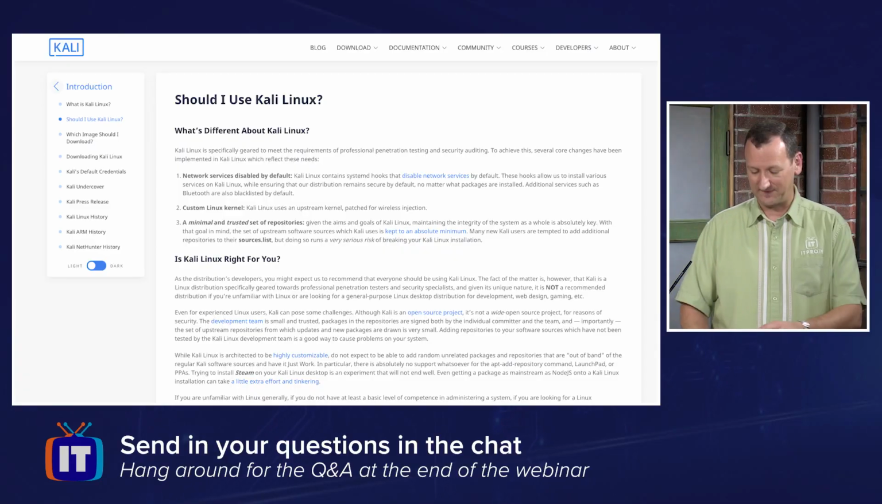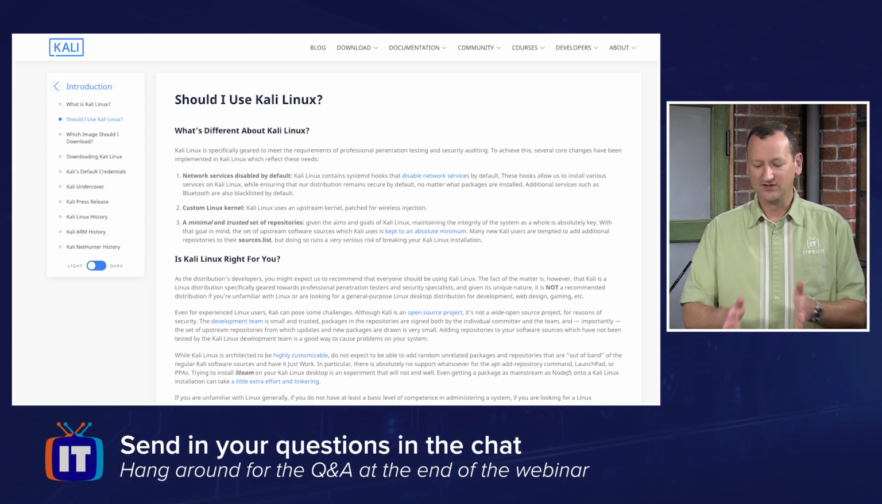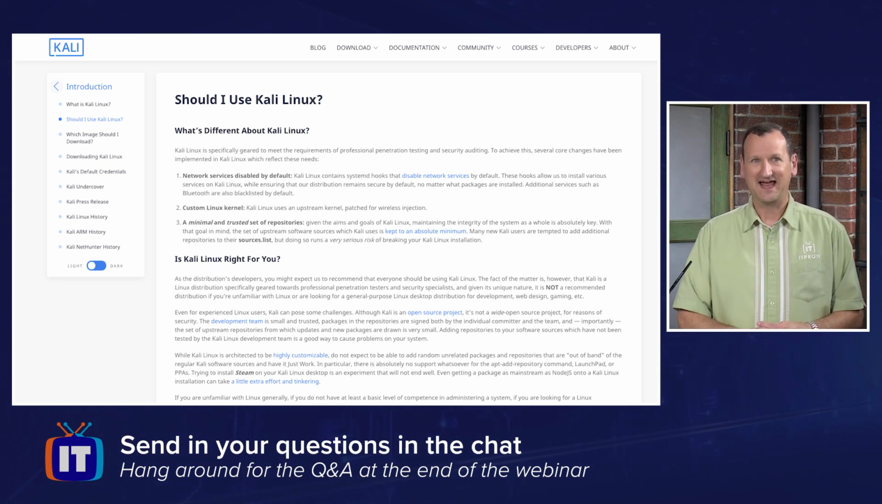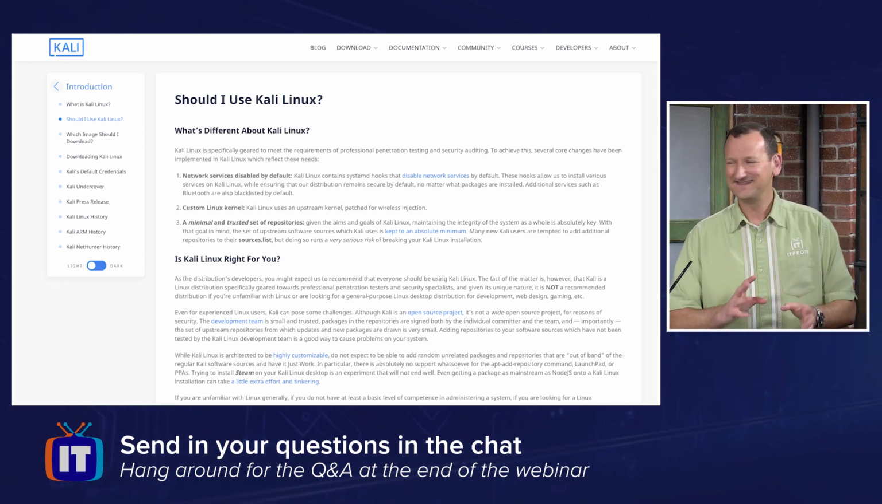And Kali's a great example. Kali is a pen testing distro, so it's focused on security professionals, people like Daniel, right? But even the Kali people here, I've got a shot from their webpage, even they have a whole article. It says, should I use Kali Linux? And if you read through the whole article, the answer is basically no, you shouldn't, right? And so they really know how to sell it, don't they?